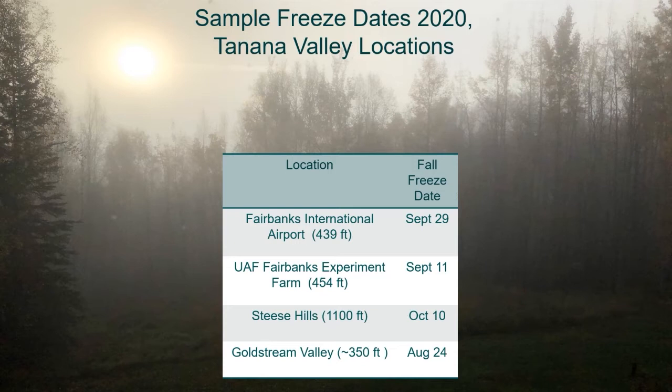This chart of first frost dates in the Tanana Valley illustrates how different microclimates can vary. The UAF experiment farm is slightly higher in elevation and only 4 miles south of the airport, yet the freeze dates for 2020 differed by 19 days. The Steese Hills had nearly a 4-week extension to the frost-free season compared to the experiment farm, but the Goldstream Valley, always a cold spot, froze 18 days earlier. Growers must have their own weather stations to identify conditions on their site.